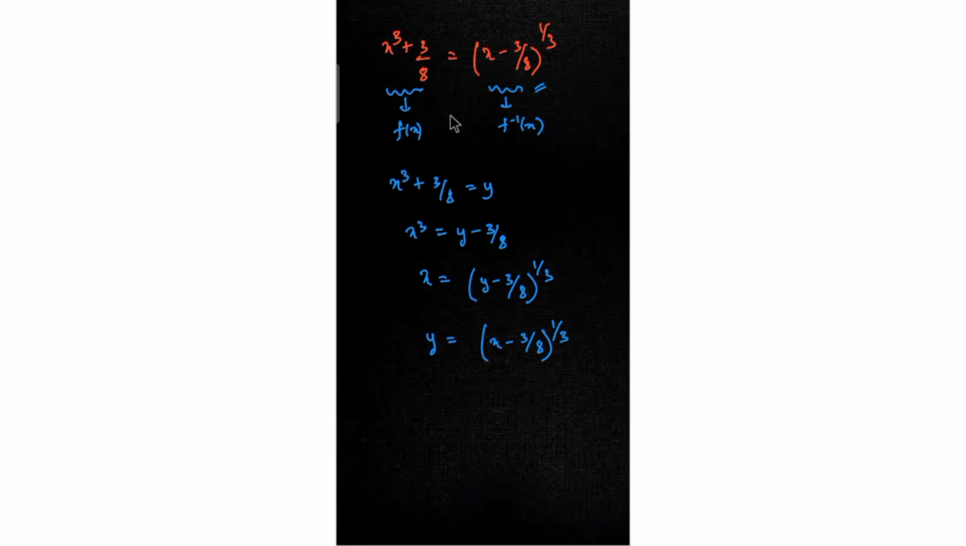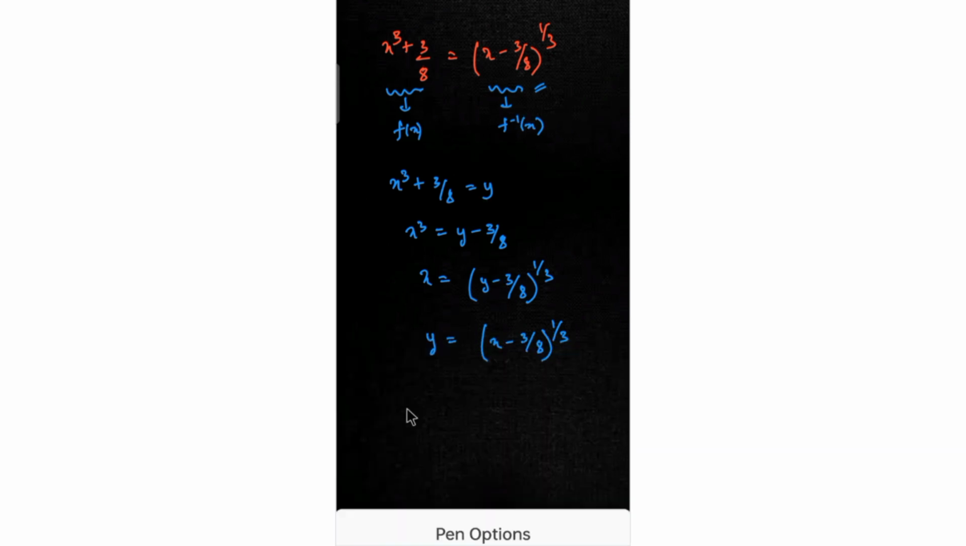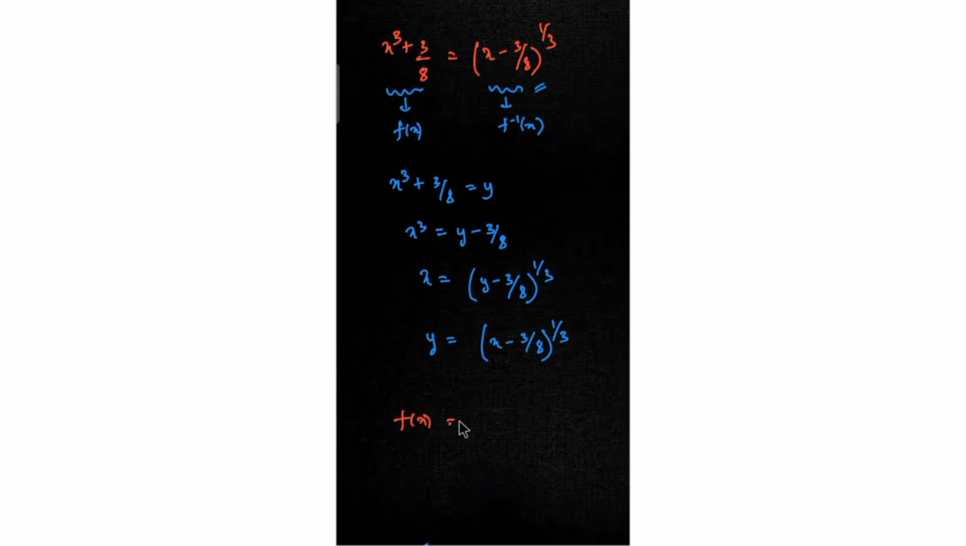Because we have come to this conclusion, f of x is equal to f inverse of x, right? So f of x is equal to f inverse of x. This is only possible when f of x is equal to x, because if f of x is equal to f inverse of x, y is equal to x is the mirror, right? y is equal to x is the mirror.